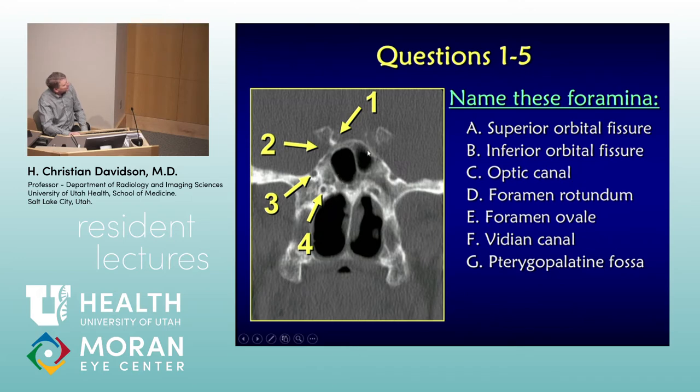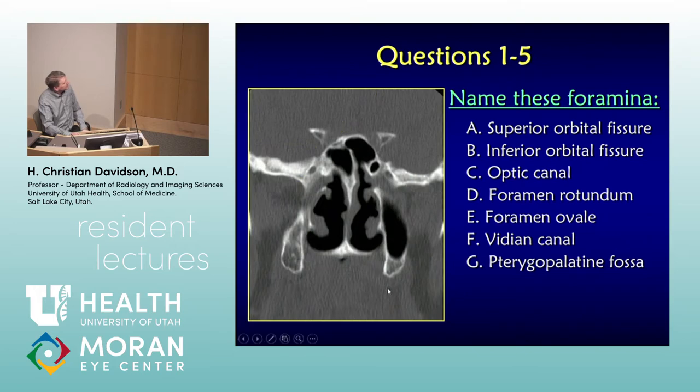In patients who have a very aerated or hyper-aerated sphenoid sinus, you'll often see the air of the sinus come between these two. So if the pterygoid itself is pneumatized, which is a pretty common variation, you'll actually see a channel of air separating foramen rotundum and the vidian canal. So here's the same thing. So optic canal, superior fissure.